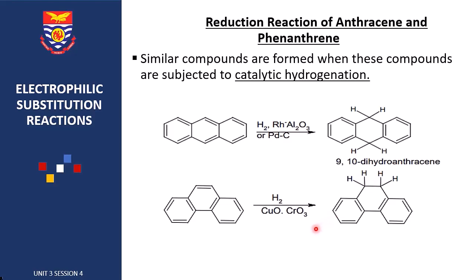Apart from using sodium metal in ethanol under reflux to produce the 9,10-dihydroanthracene and 9,10-dihydrophenanthrene, respectively, from anthracene and phenanthrene, other catalytic hydrogenation processes can also be used in the production of these same products. So we have other catalytic reagents which can also be used to produce the same 9,10-dihydroanthracene or 9,10-dihydrophenanthrene from their parent compounds.